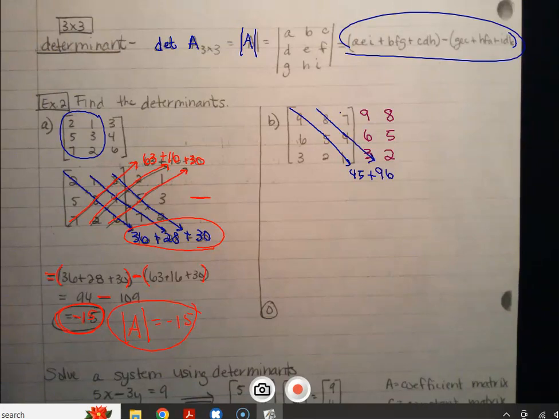All right, and the last one. 7 times 6 is 42. 42 times 2 is 84. Okay, now let's go the other way.